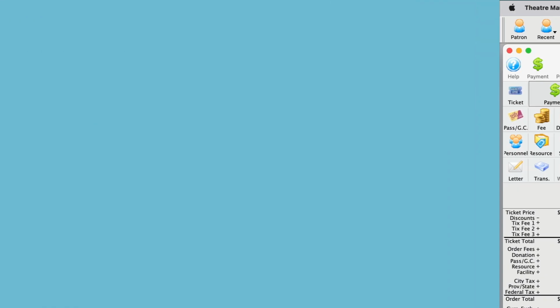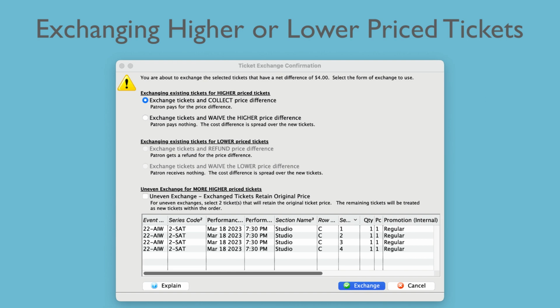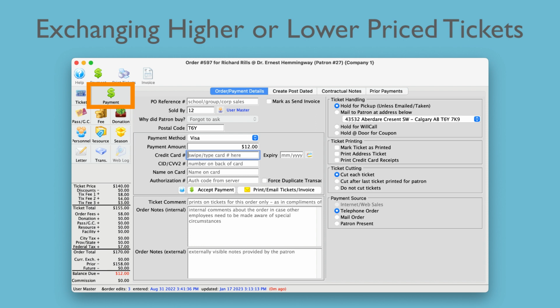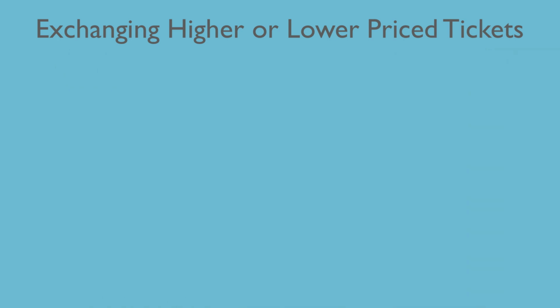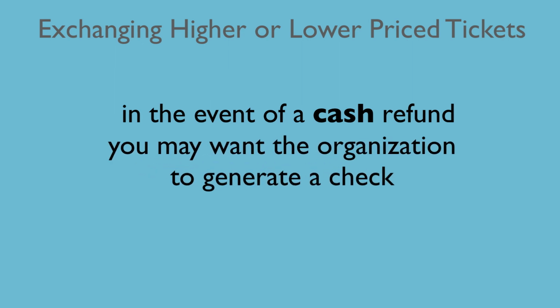When exchanging to higher or lower price tickets, and you'd like to collect or refund the difference, select the payment button and process the payment or refund as needed. Remember, it's always a best practice to use the same payment method when processing a refund. And in the event of a cash refund, you may want the organization to generate a check.